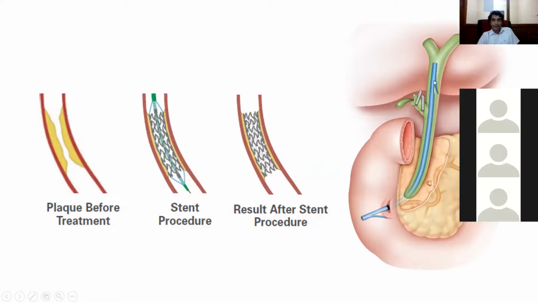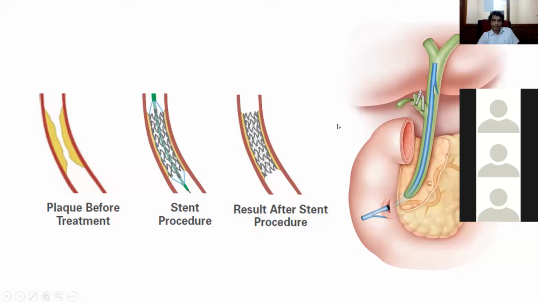And also, you can insert stents into the bile duct if there's a block. So remember, the external biliary drain, one big disadvantage with that was that although we could sort out the cholangitis and the liver failure, we couldn't sort out the coagulopathy. But if you insert a stent, where this drains right into the duodenum in the normal way, then we might be able to sort out the coagulopathy also in this patient.